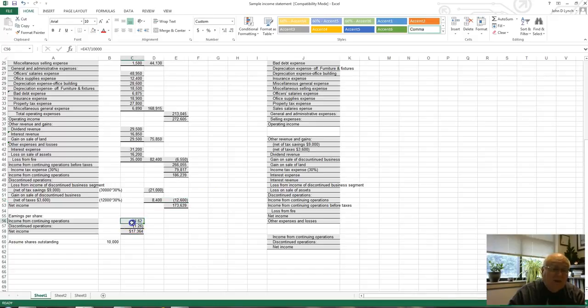And then you have to do earnings per share, and you do the number of shares outstanding. Now you really have to do a weighted average number of shares, but I think that comes later. That should do it for the income statement.